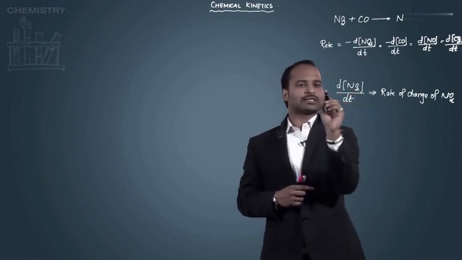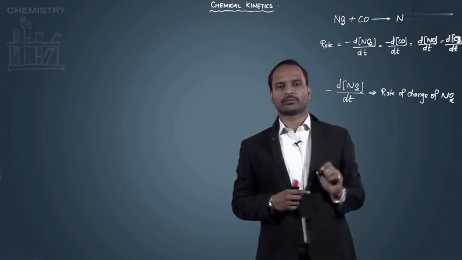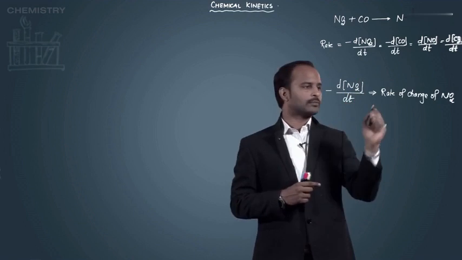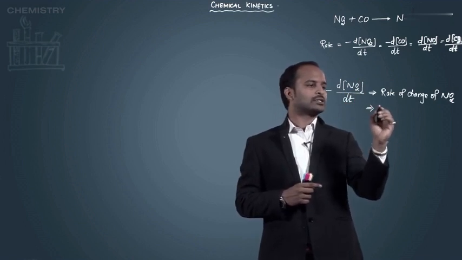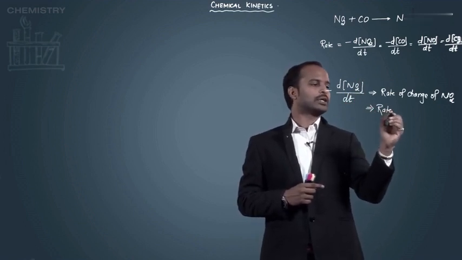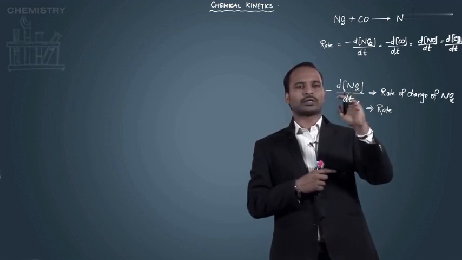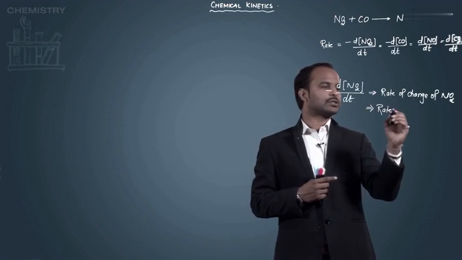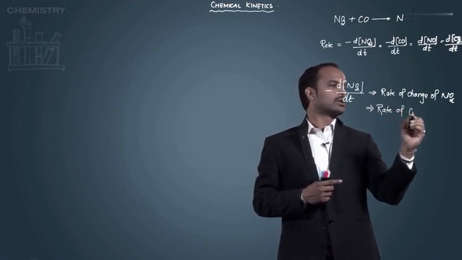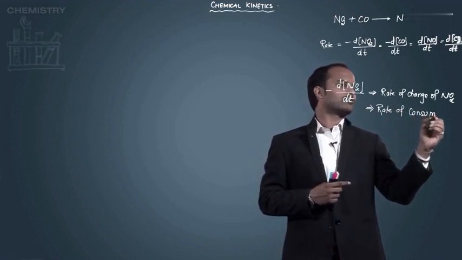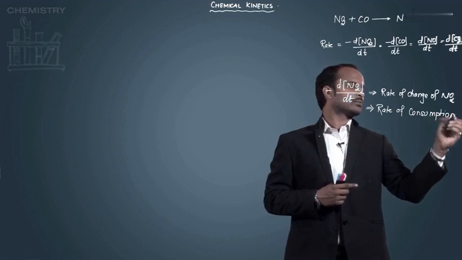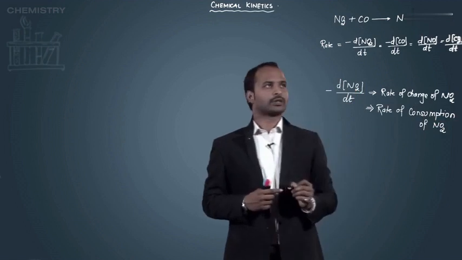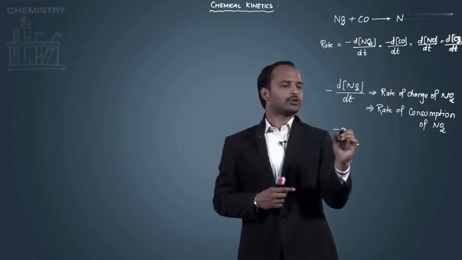But if I'm using a minus sign, as we had used in the formula, minus tells us that with the time this quantity goes on decreasing. So this change is going to be consumption. That is, during the reaction, this amount goes on decreasing as the time is increasing. So since it goes on decreasing, it's a consumption. So it's a rate of consumption of NO2.